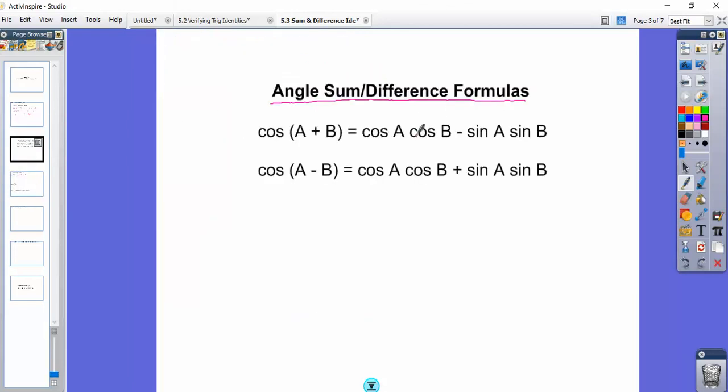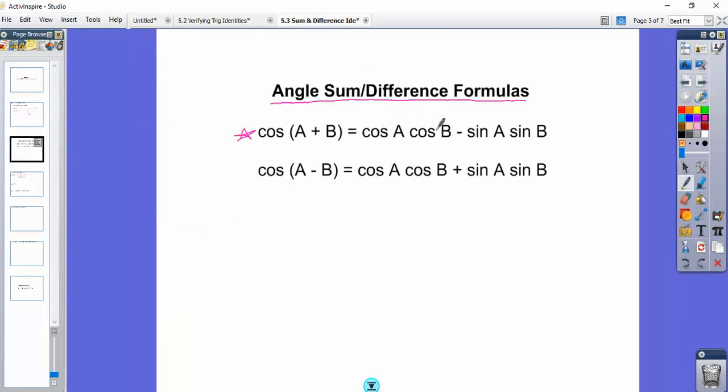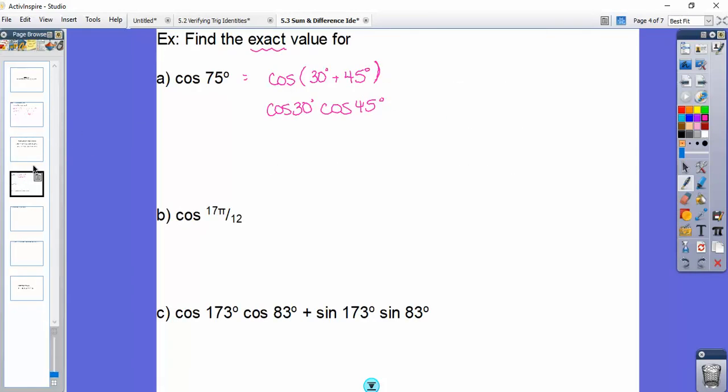So now I'm going to use my formula. We're adding, so I'm picking this formula. So it's cosine of the first, cosine of the second. So cosine of 30 times the cosine of 45 degrees, looking at your formula, minus sine of the first, sine of the second. So minus sine of 30 degrees, sine of 45 degrees.